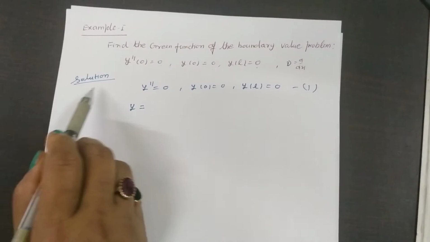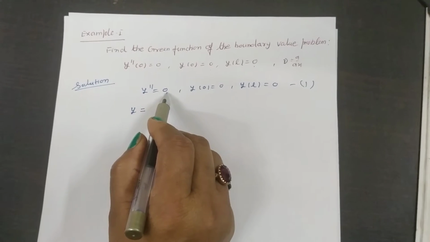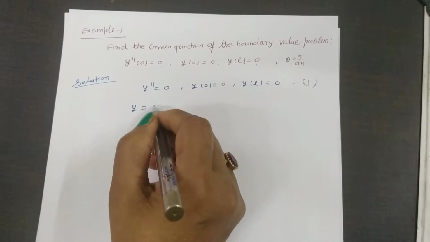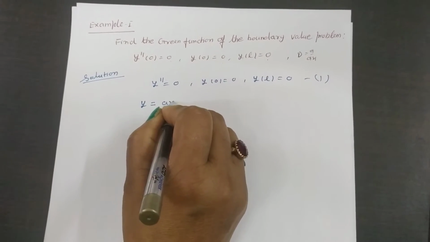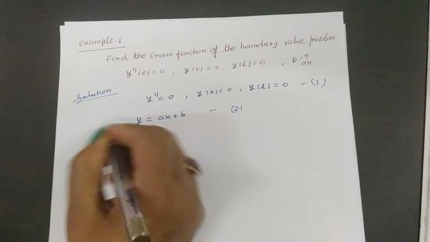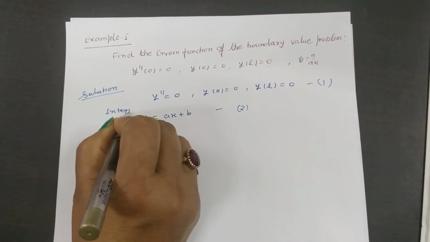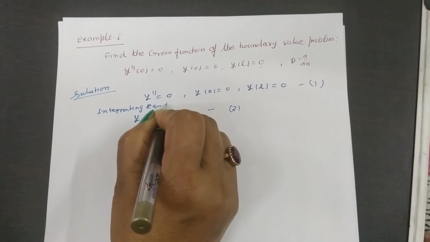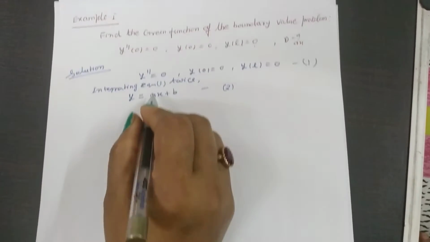Now we solve the problem. It is given that y double dash is equal to 0, y(0) is 0 and y(L) is equal to 0. So integrating this equation twice, we get ax plus b. This is equation 2. Here we are integrating equation 1 twice.